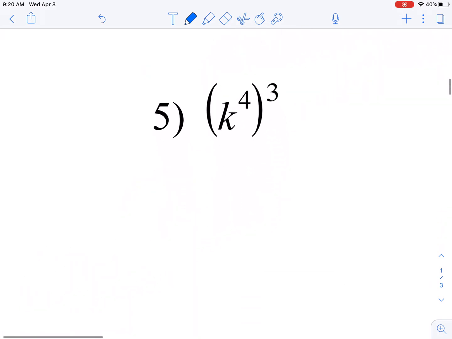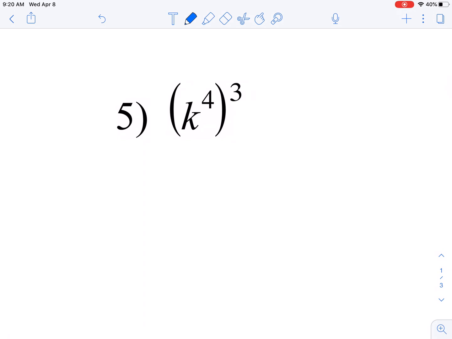Moving on to number 5. Again, you've got the parentheses, so this indicates that you're going to use the power rule. The base is going to stay the same. And then you're just going to multiply 3 times 4 to give you k to the 12th.